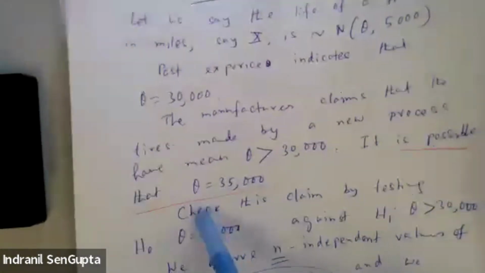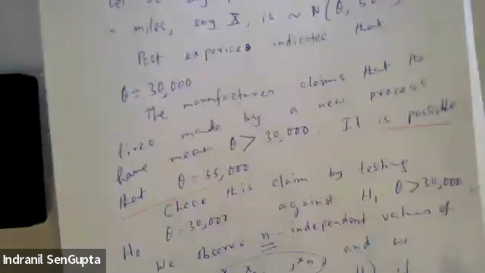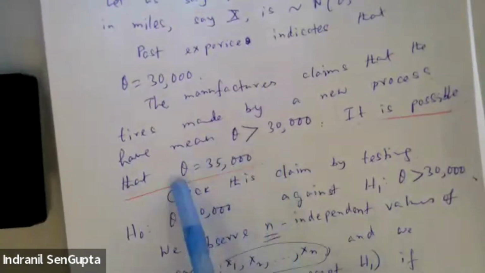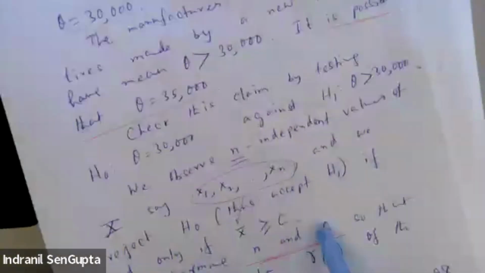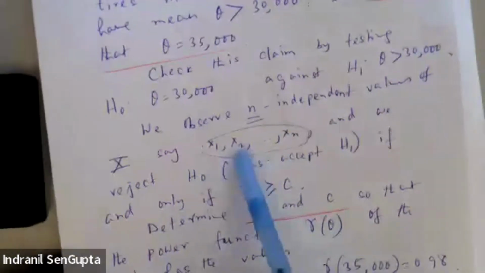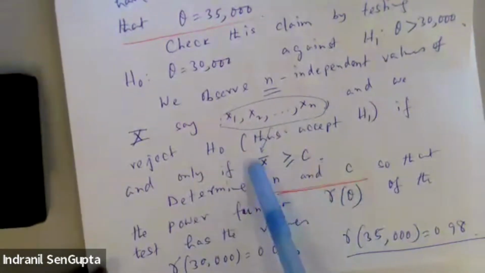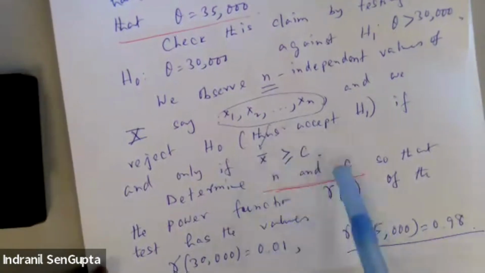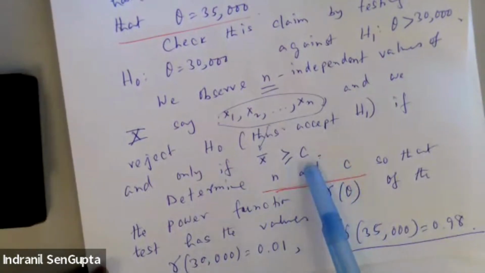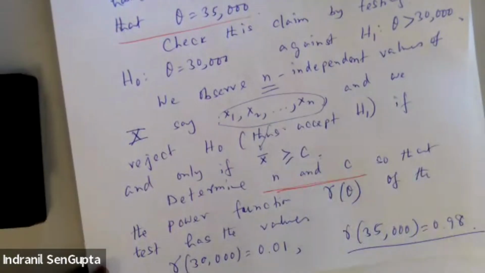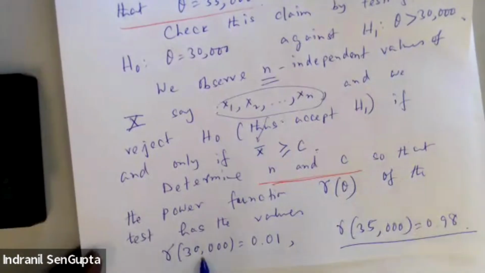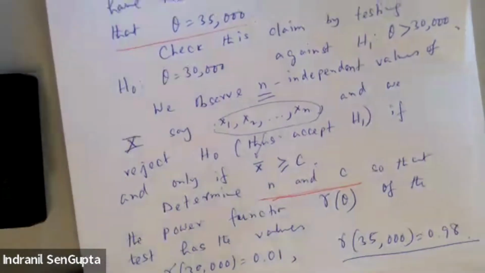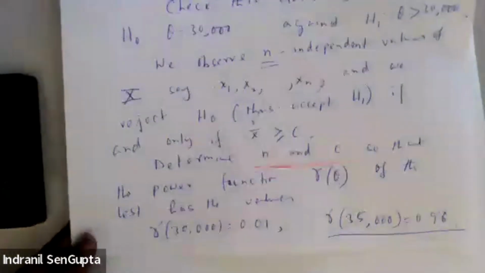So how do you do it? For 35,000, if the power of the test is pretty high, then that is a good way to choose that. But for now, what we're doing is drawing a sample of size n, and then we compute the average of that, the sample mean. And if that is more than some c, then we reject the null hypothesis. Now we are trying to find that n and c so that the power function is given by these two. All right, so let's solve this.